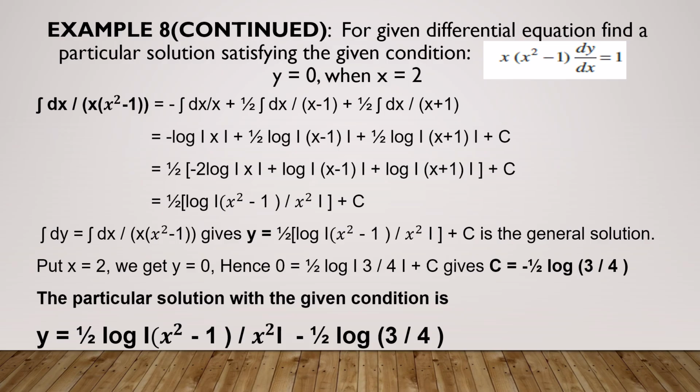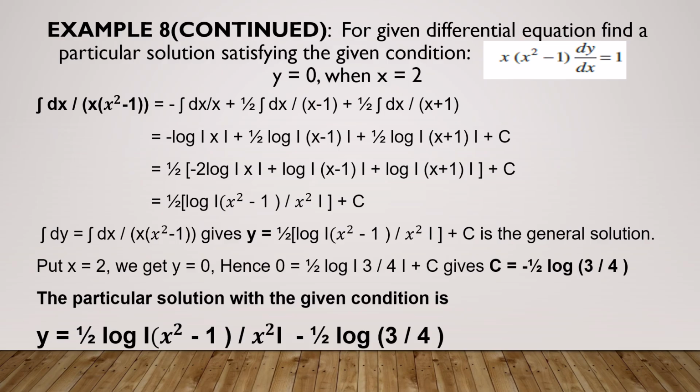As I told you previously, log of x upon y can be written as log x minus log y. So using that rule, you get the simplification. Now what was our equation? Integral dy is equal to integral dx upon x into x square minus 1. Left hand side, the integral of 1 dy is y. Right hand side, we just now found the integral. And in this integral, you have c, which is the constant of integration.